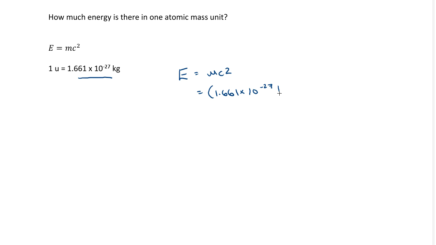but in kilograms. Now we need to multiply that by c squared. We said that c is 3 times 10 to the 8 meters per second, and that's all squared. And when we multiply that out, kilograms by meters per second all squared, we're going to get joules. So we get 1.49 times 10 to the negative 10 joules. Now that's a very small number, so let's convert that to electron volts.